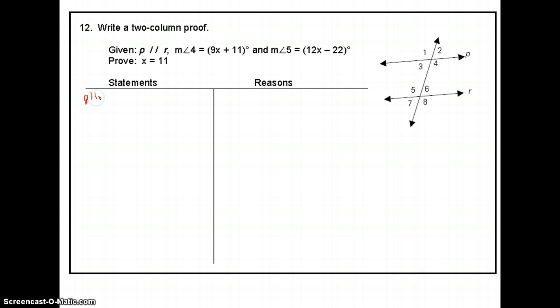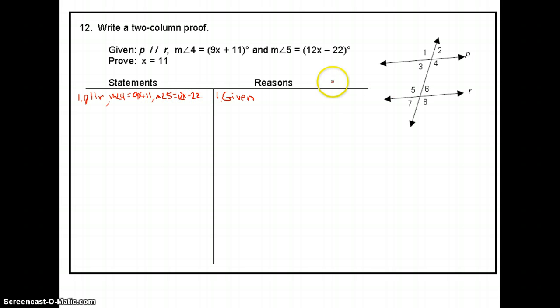P is parallel to R. Measure of angle 4 equals 9x plus 11. Measure of angle 5 equals 12x minus 22. That's statement number 1. Reason number 1 is given. Okay, now we're supposed to work from this to x equals 11. So let's just go step by step.